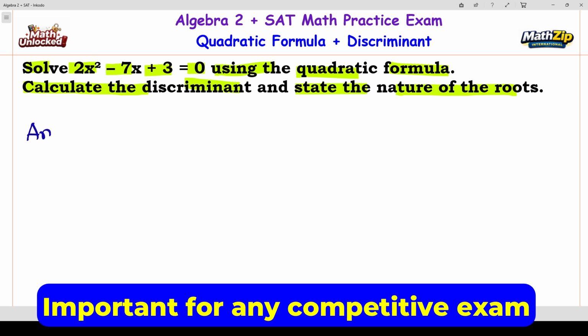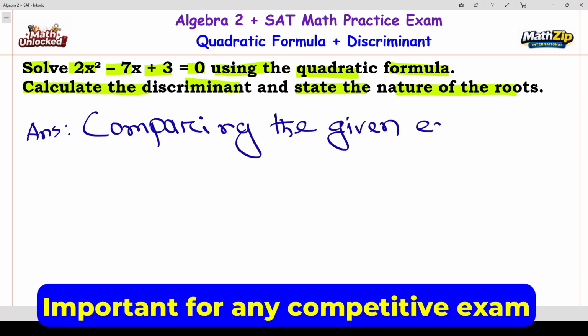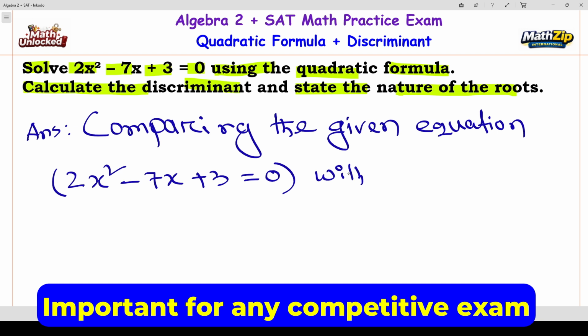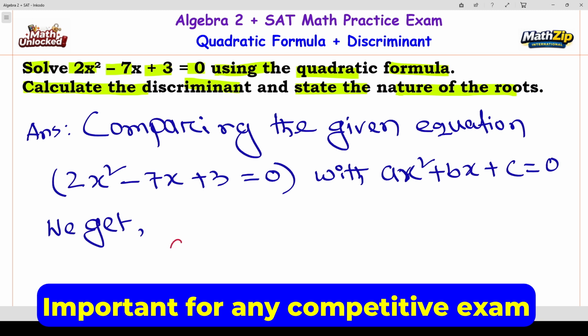First we can do comparing the given equation, 2x² − 7x + 3 = 0, with ax² + bx + c = 0. So we get a equals 2, the coefficient of x². Then b, the x coefficient, is −7. Then c is the constant, which is 3. Right?